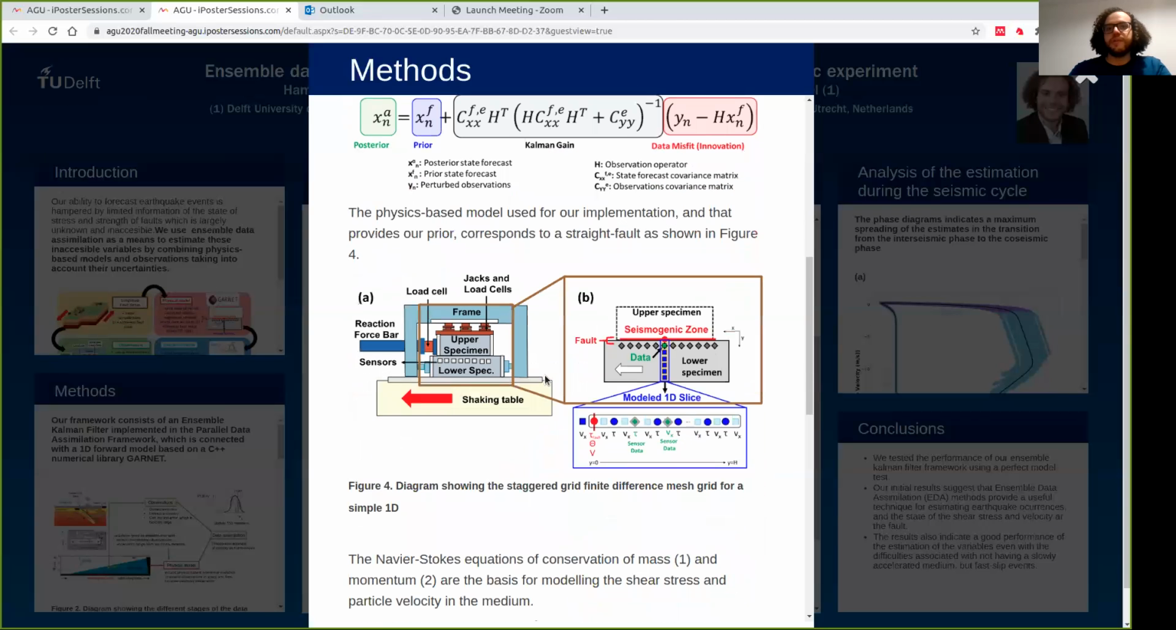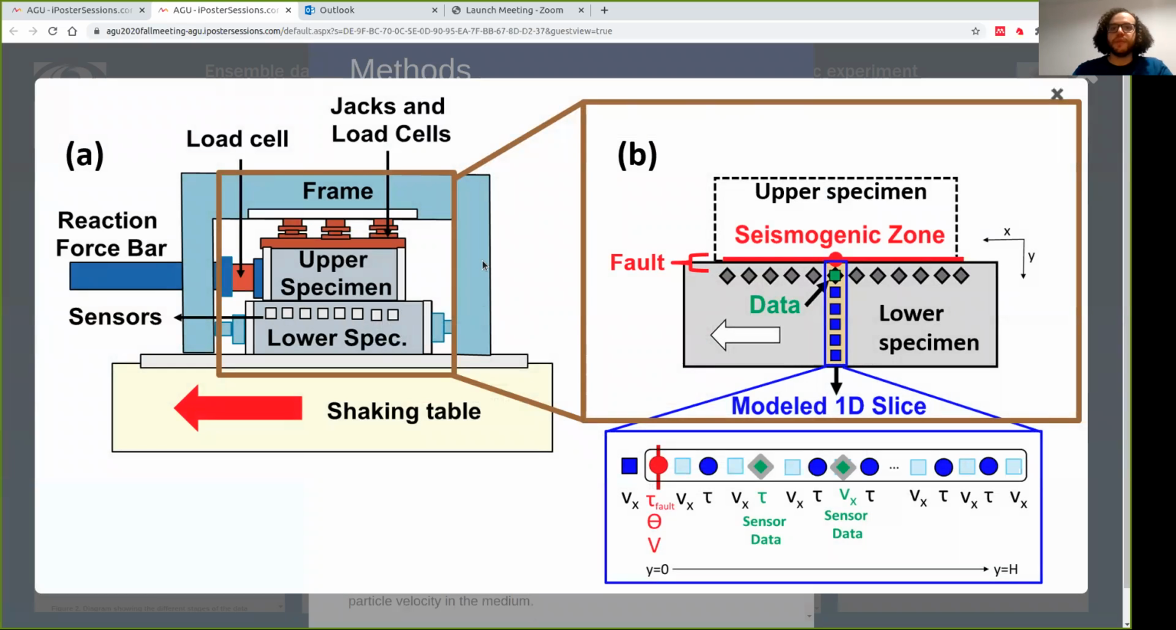For our synthetic experiments, we consider the setup shown in this figure, where we represent a straight fault as the contact surface between two sandstone specimens, an upper one and a lower one. We model only a 1D slice of the lower specimen, where we impose in the uppermost node of our 1D model a seismogenic zone by using a rate and state friction law as our boundary condition. And in the base of our model, we impose our loading rate.